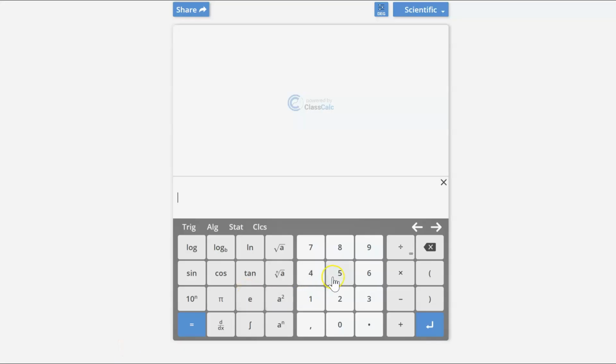Now, using our scientific calculator, we plug in 400 minus 245 divided by the square root of 10. And that is equal to 322.52.